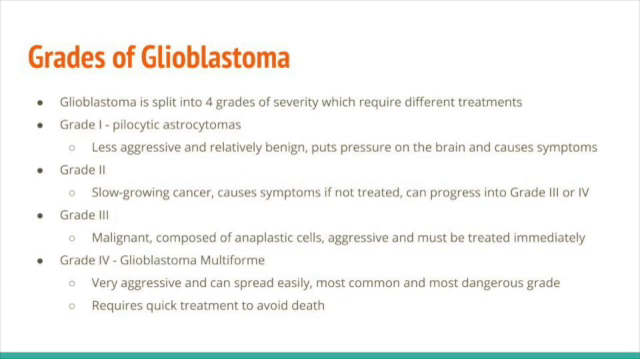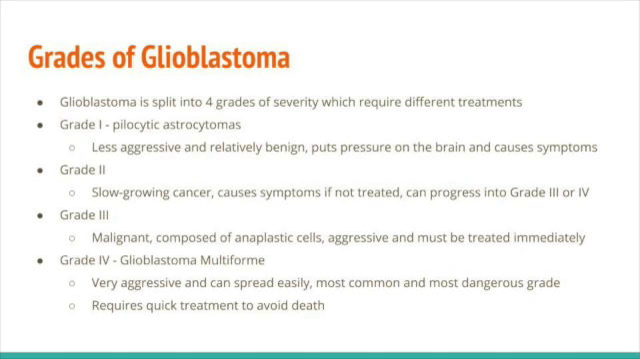Glioblastoma is actually broken down into multiple grades of severity, and these levels of severity can require different treatments. Some of the lower grades can involve more regulation over time and just keeping an eye on it, whereas the higher grades require immediate intervention. Grade 1 is your pilocytic astrocytomas. These are less aggressive, relatively benign, often seen in pediatric patients that suffer from glioblastoma. This puts pressure on the brain and causes symptoms because of that pressure.